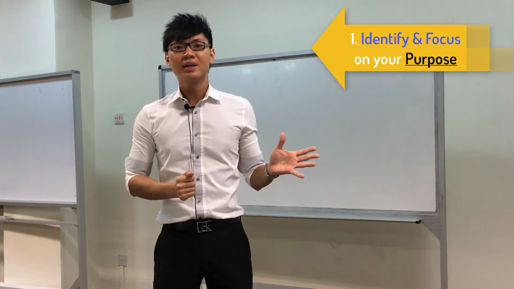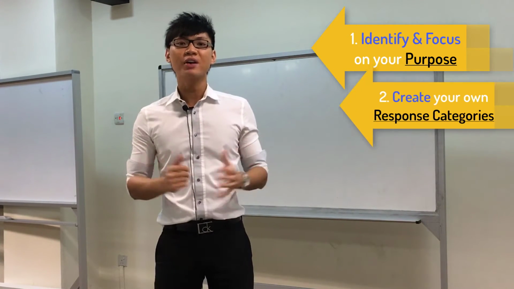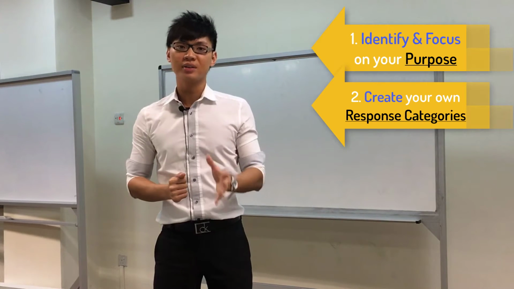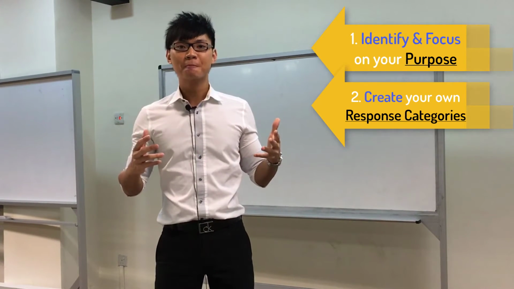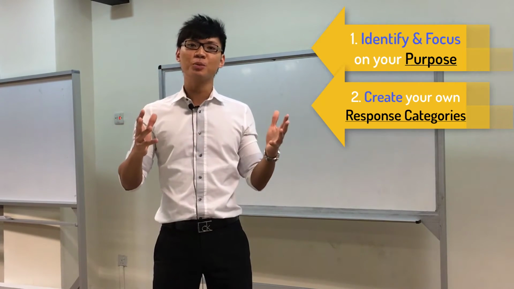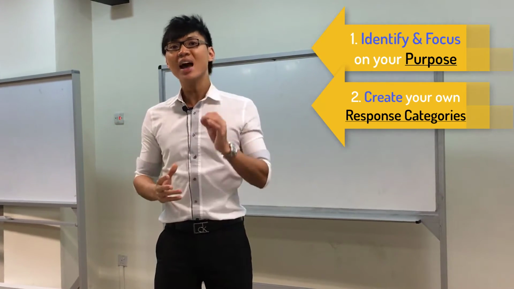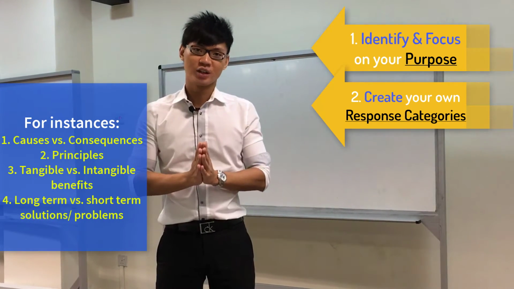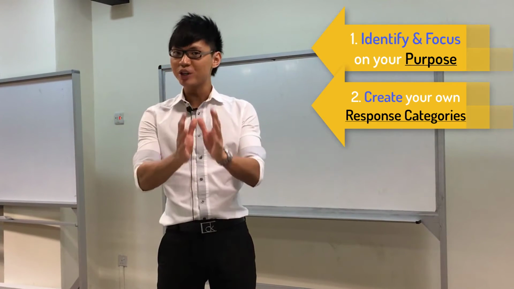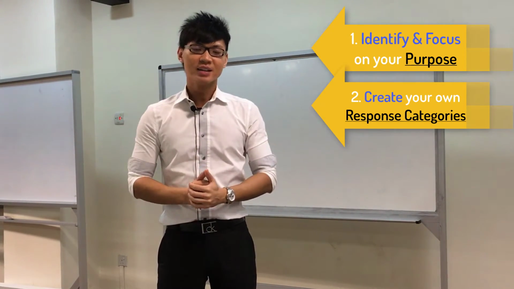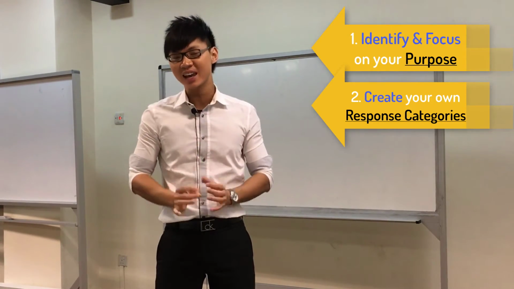Step number 2 is essentially to find out what are the various categories. So what are the various categories? The various categories include things like causes, consequences, principles, tangible benefits, intangible benefits, long-term, short-term solutions or problems. And with that in mind, it helps you very much in your ability to sort the answers in. Which brings me nicely to step number 3. Step number 3 is to categorize your answers into each of these categories.